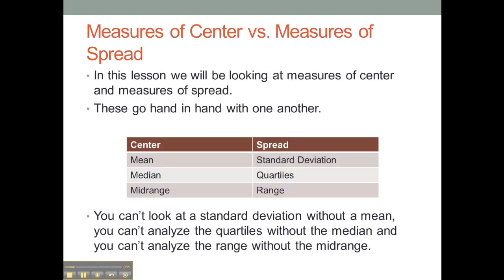So let's get started. In this lesson, we're going to talk about two things called measures of center and measures of spread. These things go hand in hand together. The measure of center, mean, goes with the measure of spread, the standard deviation. The measure of center, median, goes with the quartiles. The mid-range goes with the range. You can't look at a standard deviation without a mean. You can't analyze the quartiles without the median, and you can't analyze the range without the mid-range.